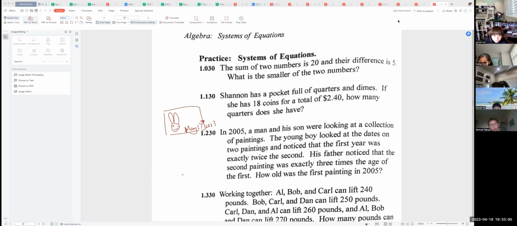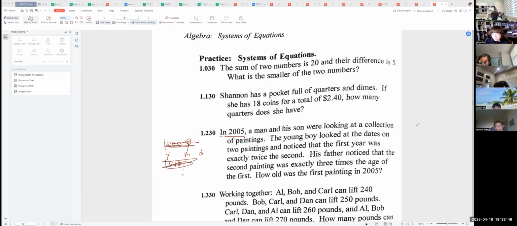Is it like that? Because it is something that happened before, I think that means all the paintings' dates cannot be later than 2005. Don't you agree with me? You cannot create a painting in the future, right? Okay. So it says the first year is exactly twice the second. For instance, if the first one is 1000, the second is 1010. That's a year, that's a month, that's a date. So the first one was exactly twice the second.